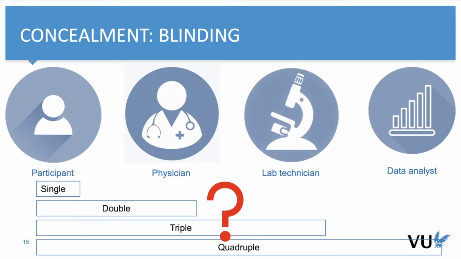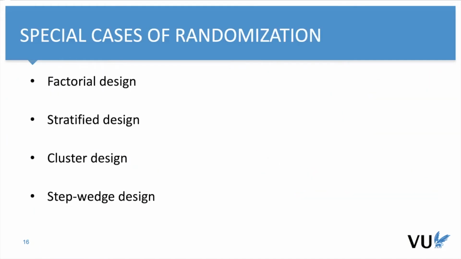And actually, clinical trial guidance nowadays says don't use these terms, but just explain who is blinded to what, who is concealed for the allocation, or to which part of the allocation, which makes it much more transparent and no longer open for interpretation. So there are some special cases of randomization, which I will discuss in the remaining slides.